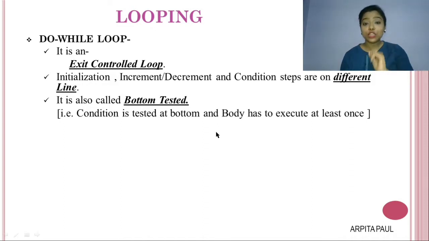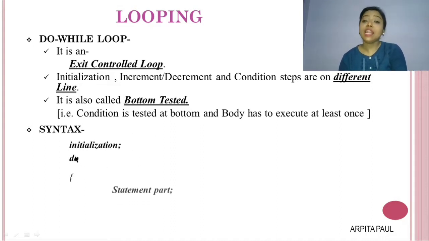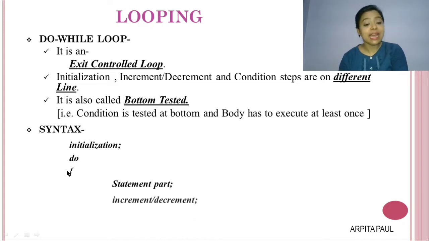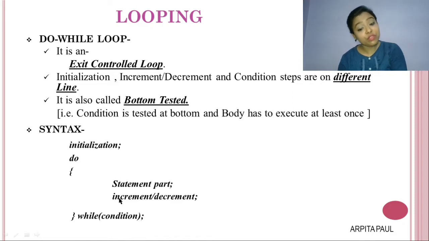So let me show you the syntax here. See the syntax. First we will write the initialization part here. After that we will write do. Then we will start the curly brace and within the brace we will write the statement part. Then after that we will write the increment and decrement part. You can see here no condition part is written in this entry phase. Now after ending the curly brace we are writing while, then within brackets the condition. So here at the bottom we are providing the condition.